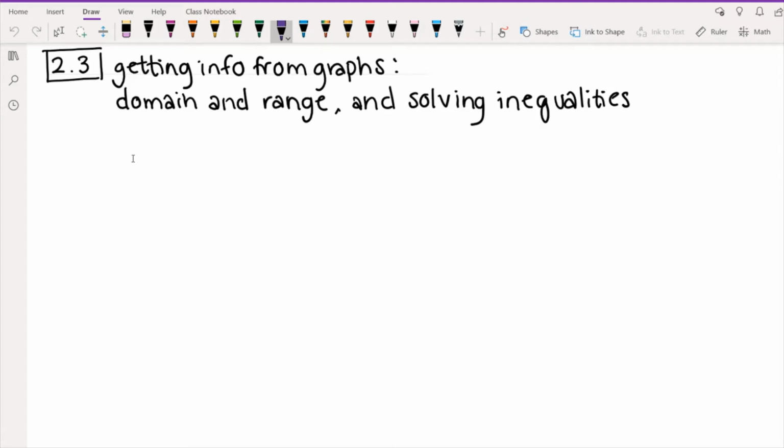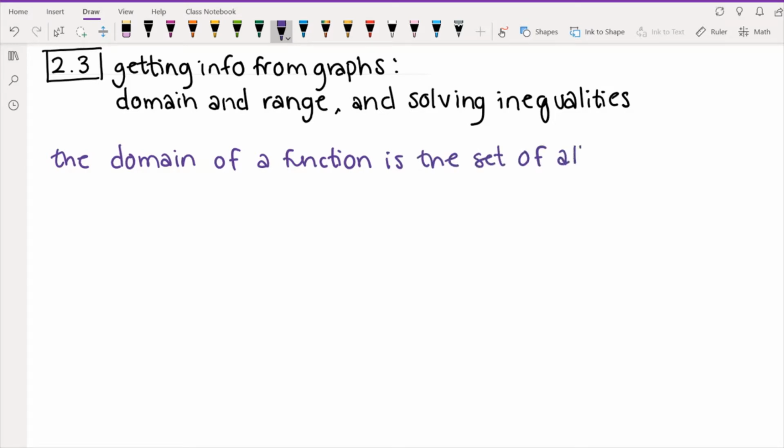So we're going to start with domain and range. And before we get into how to do that using a graph, I want to just remind you of the definition of the domain and range. So the domain of a function is the set of all inputs of the function, right? All of the different x values that you can plug into your function.